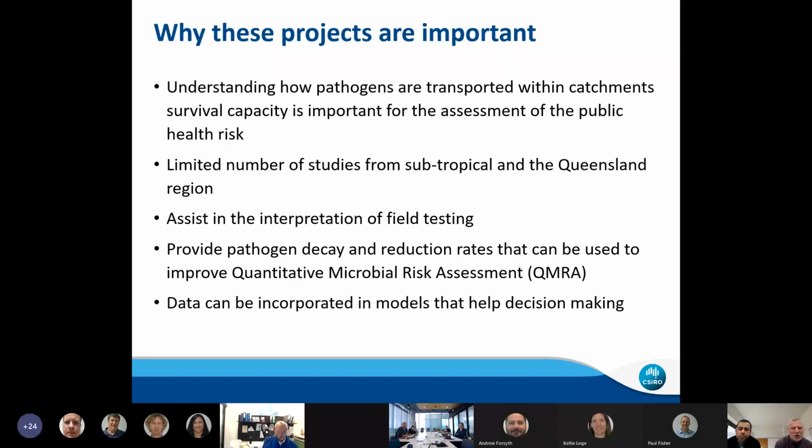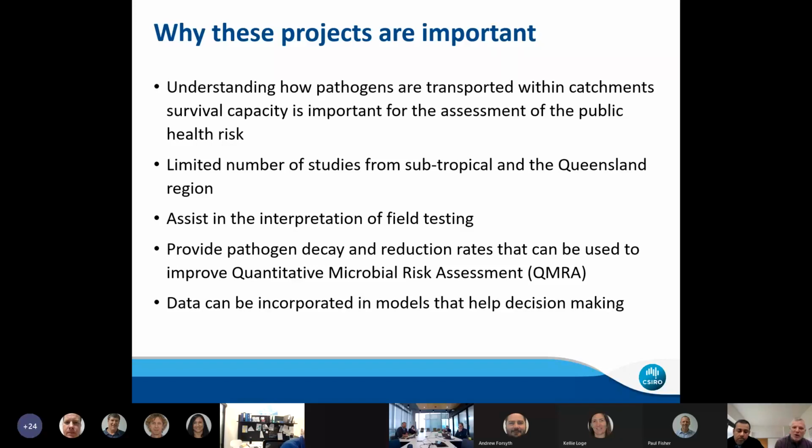We did do some work back in the Urban Water Security Research days, but that was still quite limited, and it was actually limited to Lake Wivenhoe. So what we want to do is more spread it out, so we've got that whole idea of the Queensland region and the subtropical. So it's broader than just the one location of Lake Wivenhoe. It will help with the interpretation when SEQ water needs to go out and do field testing, because it'll help understand where to test and where's the most appropriate place to test.